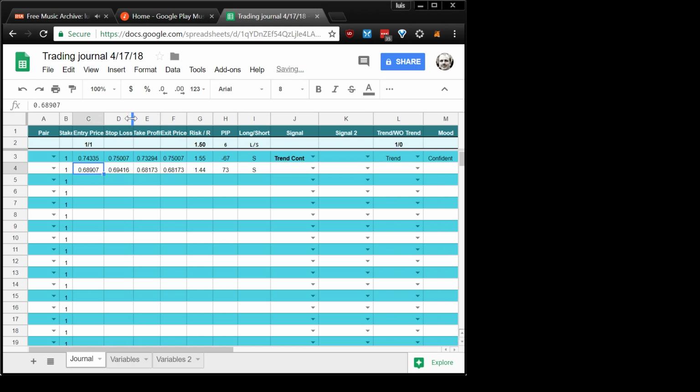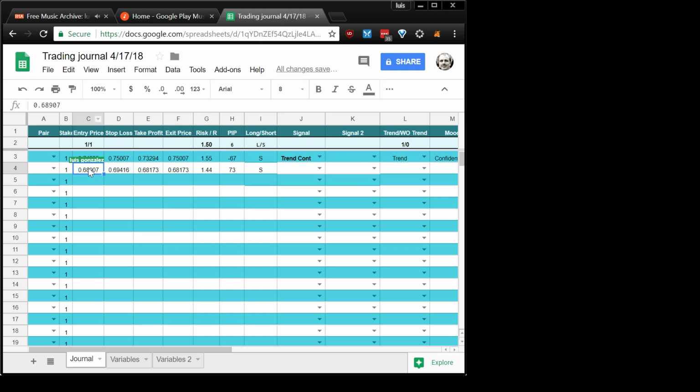Let me open this up so you guys can see it a little bit better. I usually have it really scrunched up because I know what these things are already. But you see, I put the entry price here, the stop loss here, the take profit, and then the exit price. Now the exit price would be whether it's the stop loss or the take profit, and then it shows my risk reward, my pips that I won.